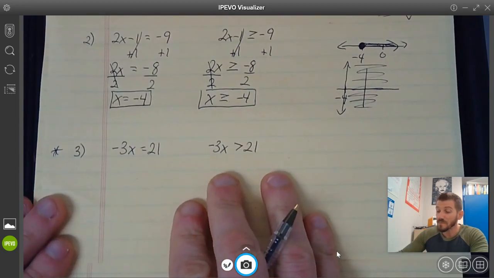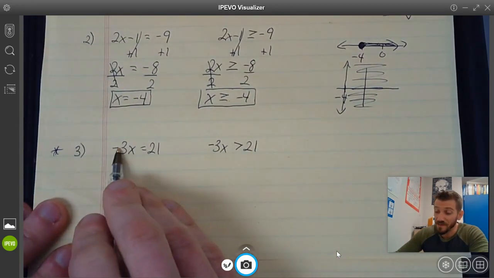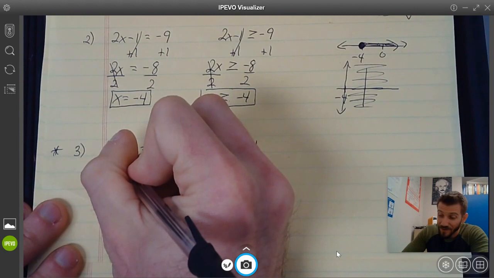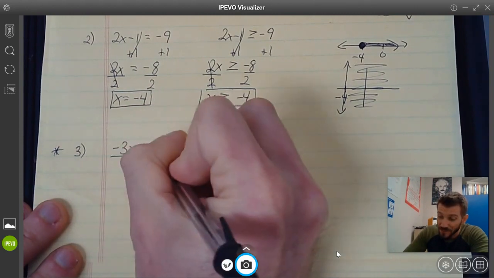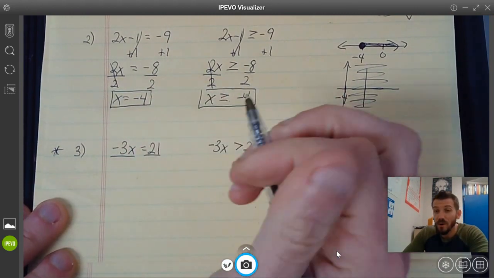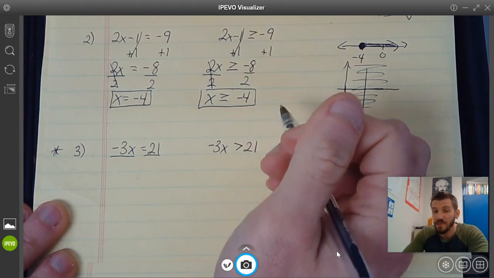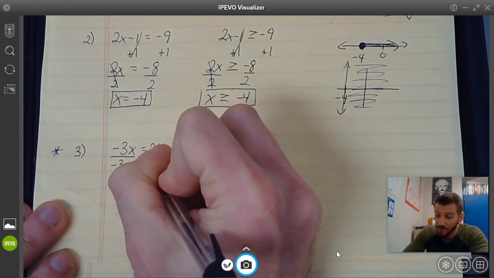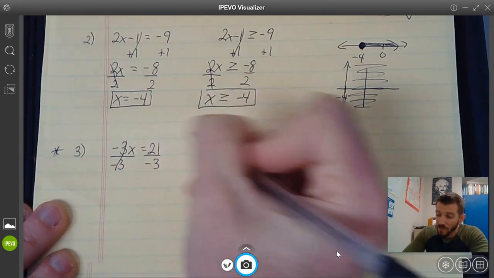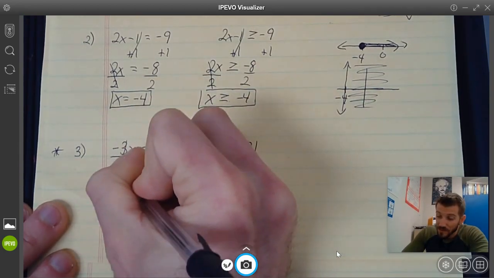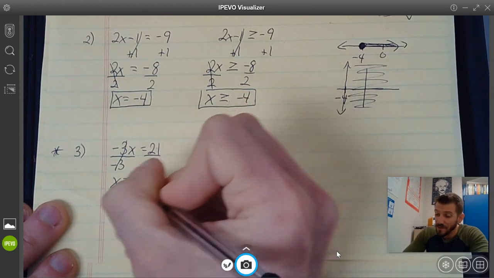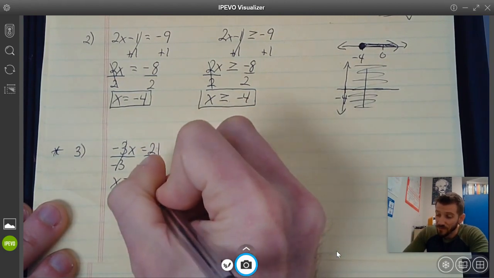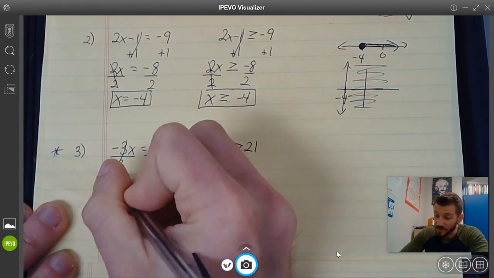All right, so when I solve this problem, this is negative 3 times x. I can get rid of that multiplication by using division. And when you divide, you always divide by the exact same number you're trying to get rid of. You divide by that negative 3. Okay, x equals, well, positive over negative is negative. 21 divided by 3 is 7. And there's our answer.